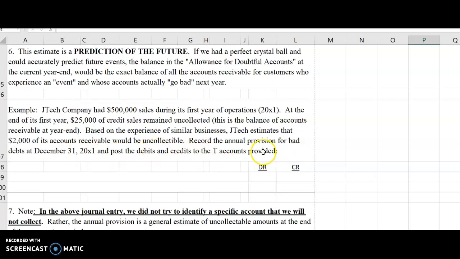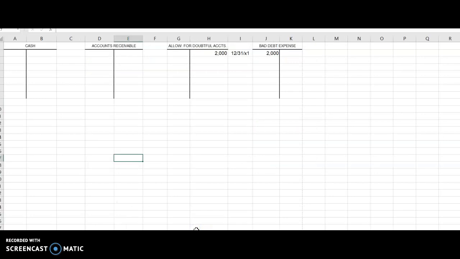Record the annual provision for bad debts at December 31st, 20X1, and post the debits and credits to the T accounts provided. Please pause the video, record that journal entry, post the debits and credits to the T accounts here, and then come back, start the video again, and check your work.